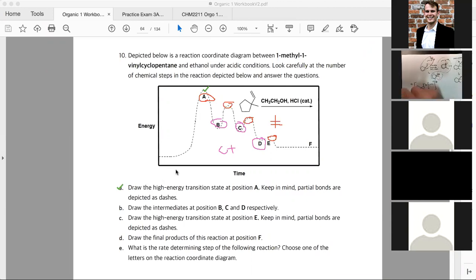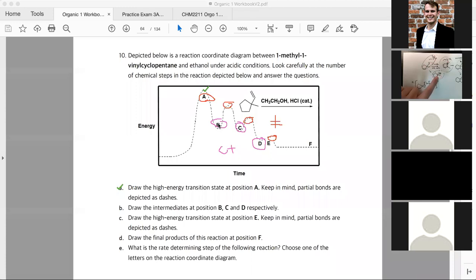So B says, draw the intermediates at position B, C, and D. Positions B, C, and D are going to be the isolated products of each step. So what directly formed after the first hill or the first step? Well, the first thing was this vinyl carbocation, I would say. So for this one, I'm gonna draw this. This is probably position B, the first bottom trough, or the first product that I got from doing mechanistic steps.